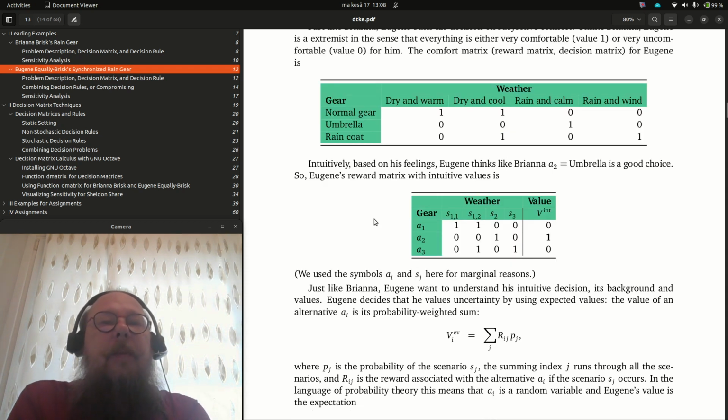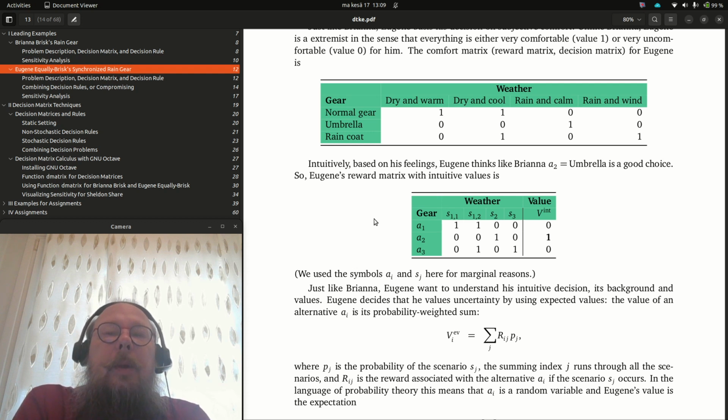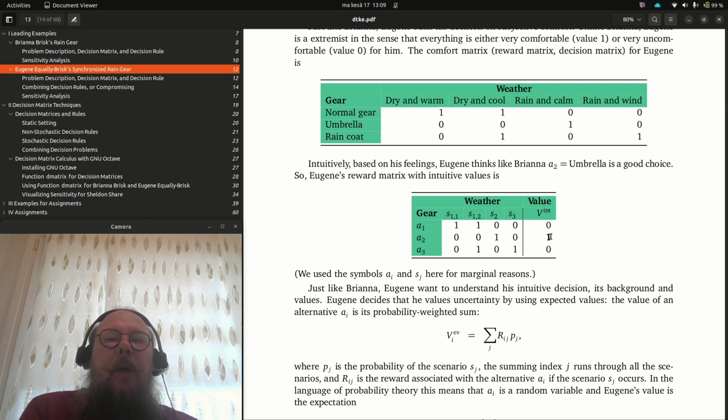Let's have the same thing for Eugene as we had for Brianna. So the intuitive choice based on his feelings, and Eugene thinks like Brianna, A2 umbrella is a good choice. So here is this matrix. I've used abbreviations here so that it fits into the margins, and the intuitive choice is 1, the umbrella.